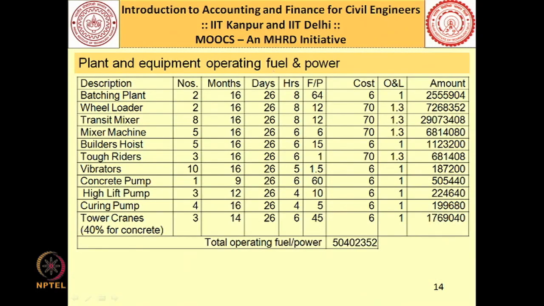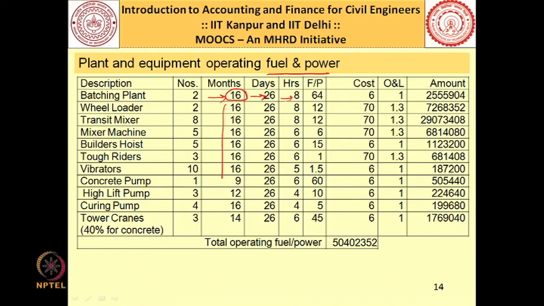Now comes how much cost I have to incur towards their fuel and power. Some of them will run on electricity, some of them will run on diesel. Accordingly, I have taken the cost. So, batching plant 2 numbers, but here you can see I have considered them only for 16 months, because irrespective of the time you will be keeping these equipment at site, only 16 months would be the running time. So, that is why I have kept only 16 for all of them, you can see.